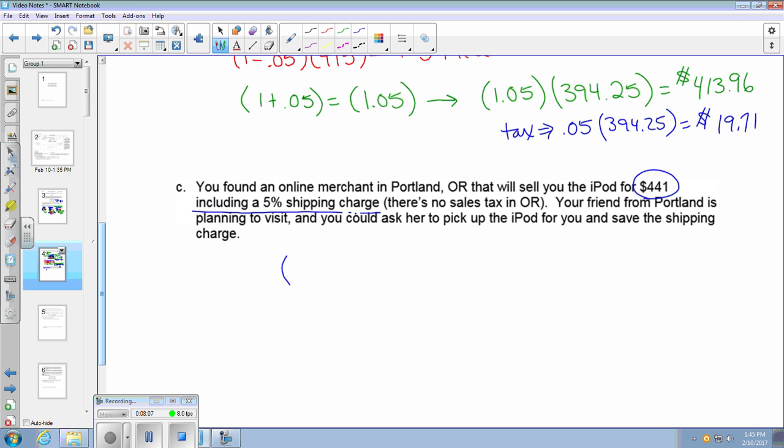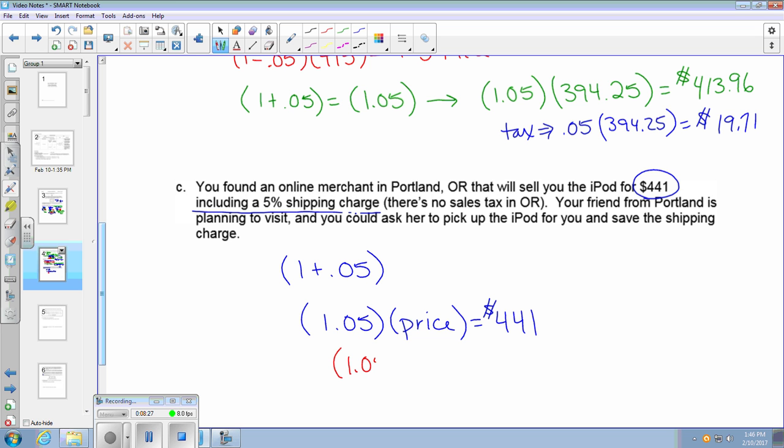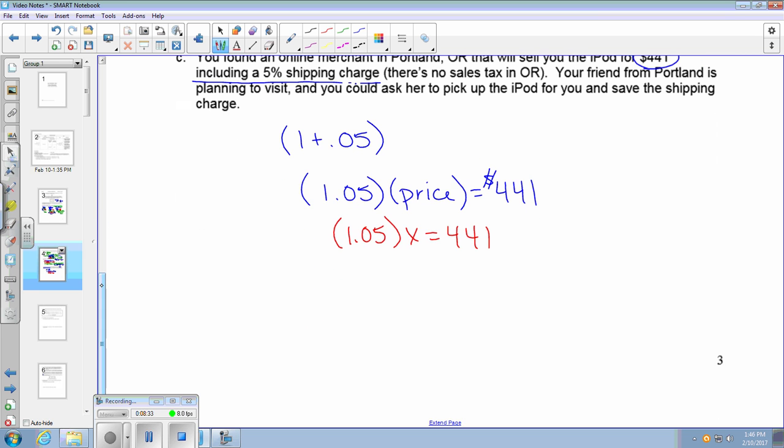So we have to figure out what it was before that was put in. Right, so we know that the shipping charge was 5%. So if we do 1 plus 0.05, or just 1.05, times the price, we should get the $441 that it's listed at. Right, so I'm going to set this up with X in there instead of price. And then we just need to solve for X. Right, so a little bit of review of algebra if you're a little rusty. We're going to undo that multiplication. Just divide both sides by 1.05. We're going to find that the price before all that shipping was added on was $420.